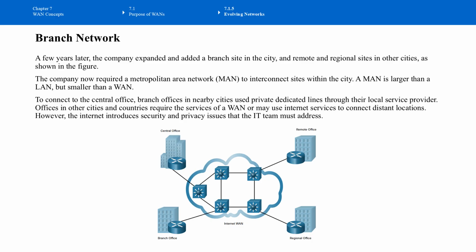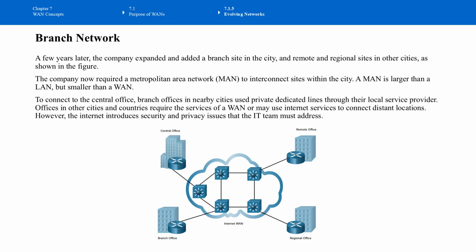A few years later, the company expanded and added a branch site in the city, and remote and regional sites in other cities. As shown in the figure, the company now requires a metropolitan area network, the MAN, to interconnect sites within the city. A MAN is larger than a LAN, but smaller than a WAN.